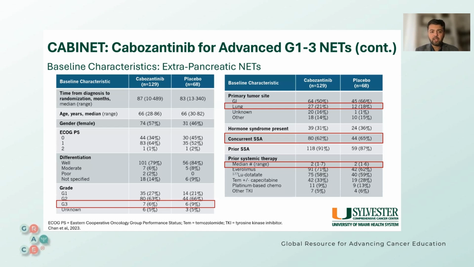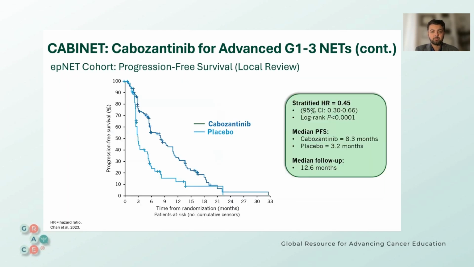These are some of the results from the trial. You can see here that many patients had high-grade tumors as well, but the majority were grade 1 and grade 2. For lung, as we're focusing this talk particularly on lung, 21% of the patients who received cabozantinib had lung neuroendocrine tumor. Concurrent SSA, which is octreotide or lanreotide, was given in 62% versus 65%. The median number of systemic therapies given before was around 2, which means this was given as a third-line therapy after progressing on previous lines of treatment.